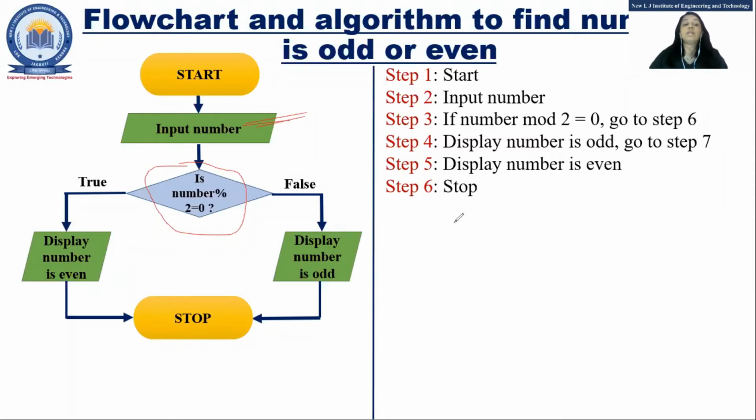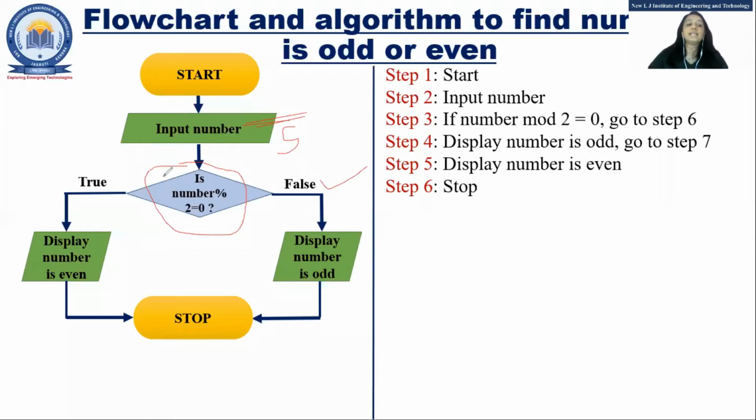Whatever the number, for example, here I have entered a 5. So 5 modulo 2, there will be a remainder of 1. It's not a 0. You will be having one remainder. So what happened? True or false. It will go to the false part, and it will display: Number is odd. Number is odd, and stop.